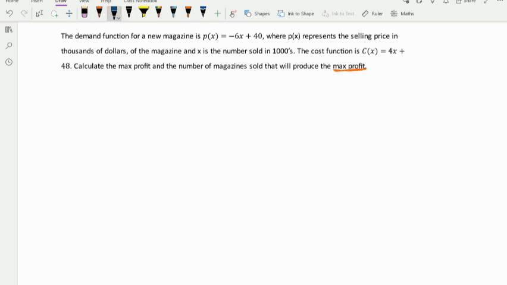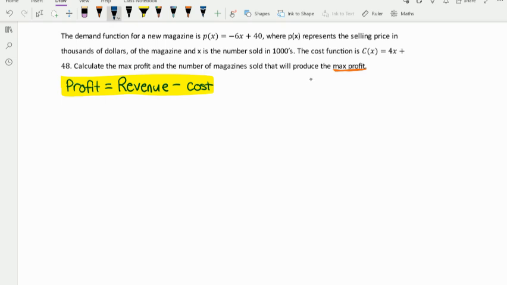You need to know some important concepts. So first thing you want to know is that profit is equal to the revenue, like how much money you make, minus the cost. So how much it costs to produce something. So this is important for you to know. The profit comes from the revenue, like the money that you make, minus the cost.